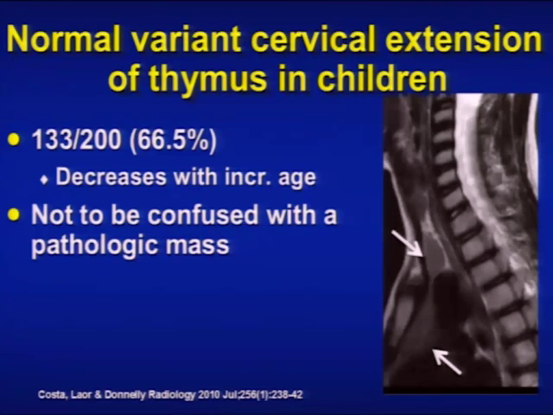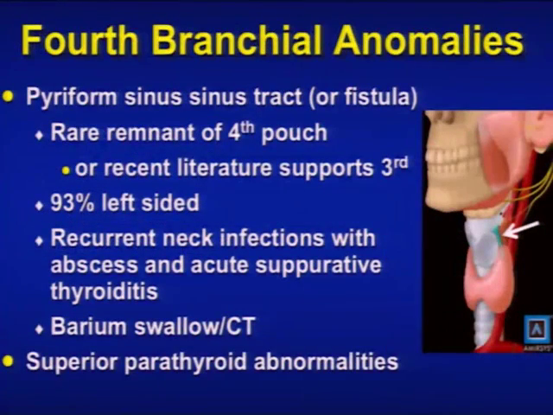suprasternal with the same signal as the mediastinal thymus, so we're confident that that's not an abnormal mass. The fourth branchial anomalies, and more recent literature suggests that this is maybe a third pouch instead of a fourth pouch, but classically are the piriform sinus quote-unquote fistulae, but there's really only one opening, so we're going to call them sinus tracts. And these are the kids who have a sinus tract from the piriform sinus down to the neck, always left-sided, and they present with recurrent thyroiditis or recurrent abscess in the neck.